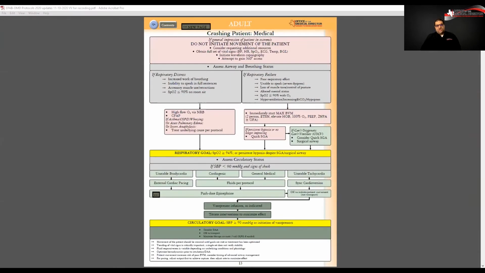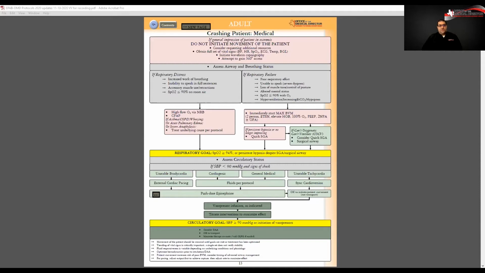The next page with a change is the adult crashing patient medical. So again, you've already received your training on this. Just as a reminder, the goal of the crashing patient protocols is to give you a standardized framework for how to approach those critically unwell patients, giving you benchmarks and goals to meet before it's considered safe to actually move these patients to the ambulance, and really for us to work together as a team towards meeting these goals.